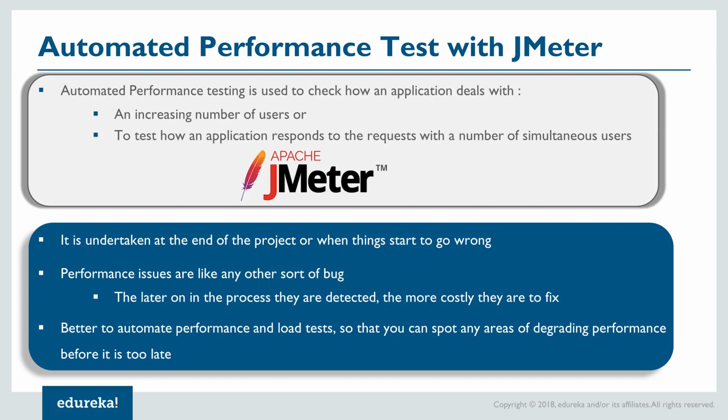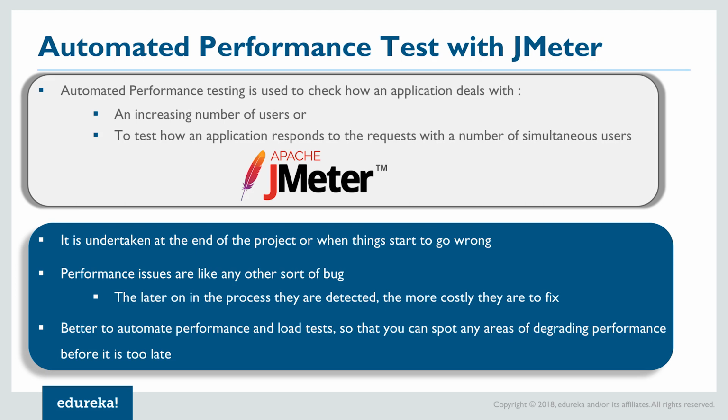So the later on in the process they are detected, the more costly they are to fix. So this is something where we talk about the technical debt aspect of software development. So whatever problems are there in your software or in your application, you want to fix them as soon as possible. The more they are inside the system, the higher the technical debt will be and the higher the cost involved will be to remove them. So it's always a good idea to automate performance and load testing so that you can spot any areas of degrading performance before it is too late.